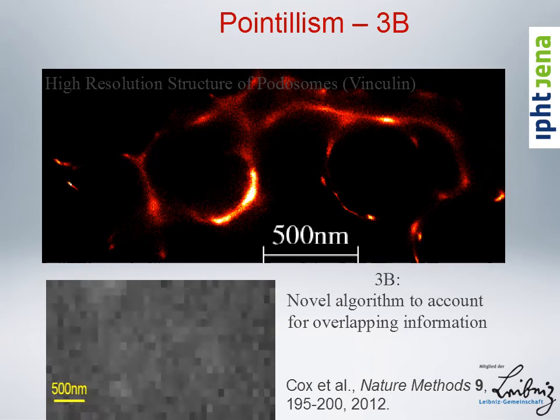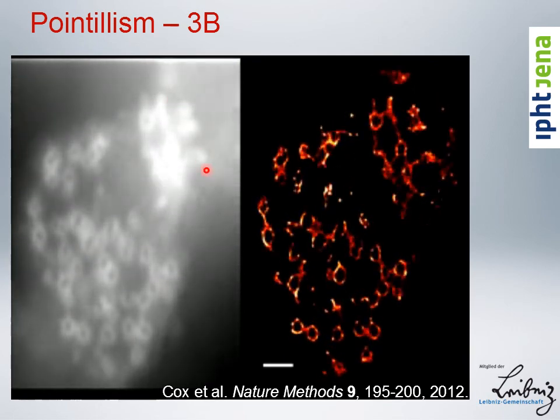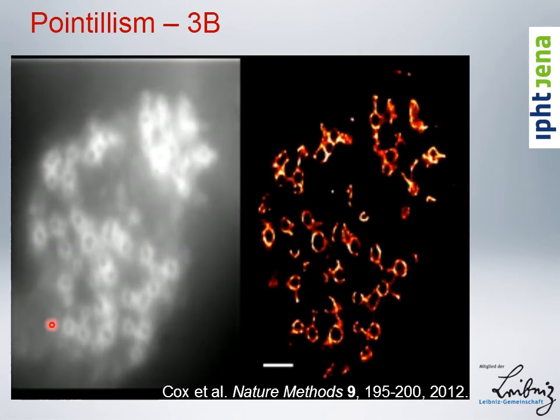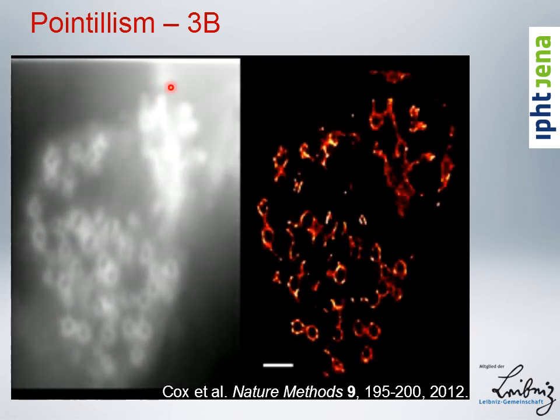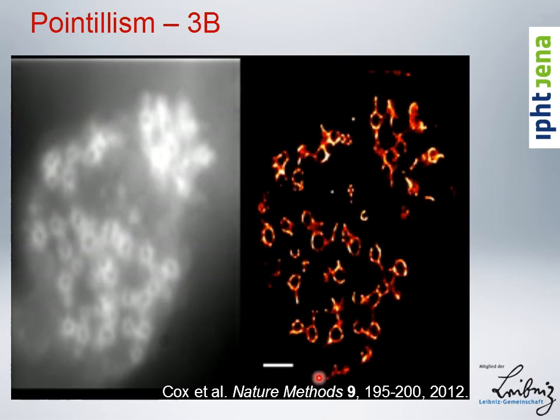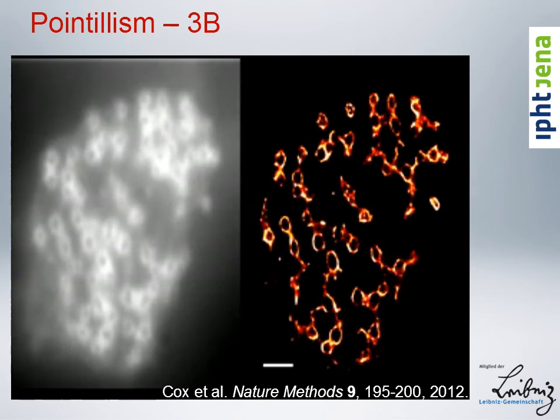And the next video will show you a comparison of what I call pointillism, or 3B, which stands for Bayesian modeling of blinking and bleaching. On the left side here, you can see a wide field series of images. So this is the sum of all the individual images that you can see here, and you can appreciate the resolution is by far not as good as the reconstruction obtained from the 3B method, which you can see on the right-hand side here. So you can appreciate the very high resolution.